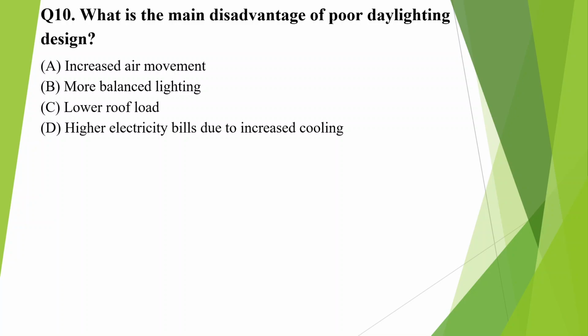Here is the 10th question. It is asking about the disadvantage of poor daylight. I think you can easily answer, because these things are interrelated and related to our day to day life. You can relate to this, and from the 4 options provided, you can choose the appropriate answer. Let me see whether you will be able to answer question number 10.